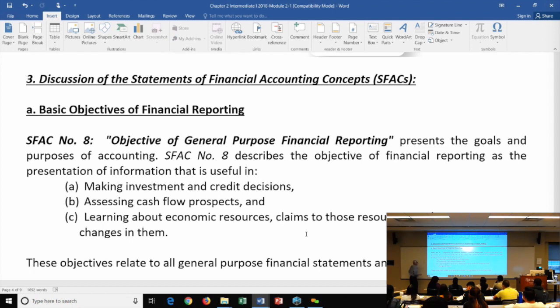And when we look at cash flows, what we're worried about is projecting the amount, the timing, and the uncertainty of the firm's cash flows. The amount, the timing, and the uncertainty of the cash flows of the firm. So it has to be information that's useful in projecting the amount, the timing, and uncertainty of the cash flows of the firm.